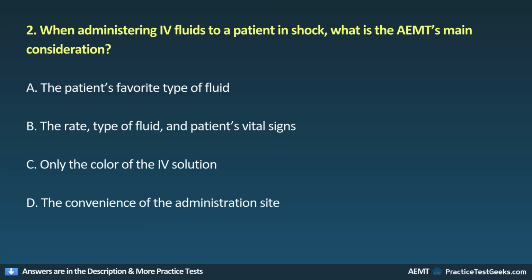2. When administering IV fluids to a patient in shock, what is the AEMT's main consideration? A. The patient's favorite type of fluid. B. The rate, type of fluid, and patient's vital signs. C. Only the color of the IV solution. D. The convenience of the administration site.